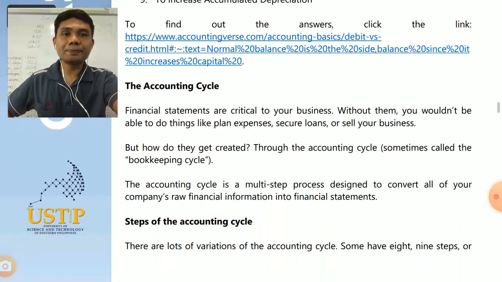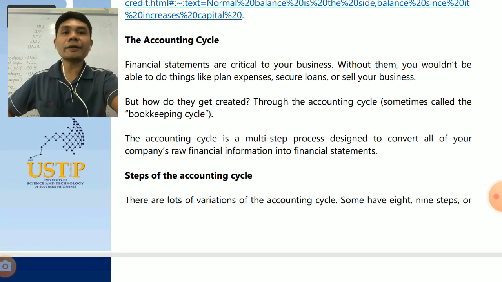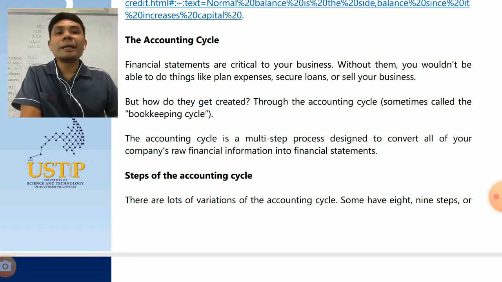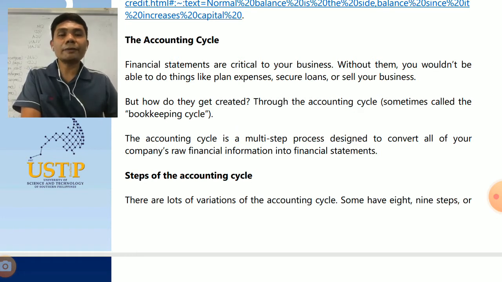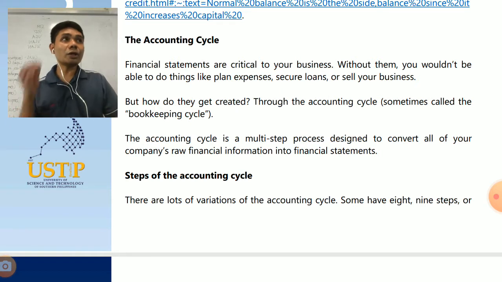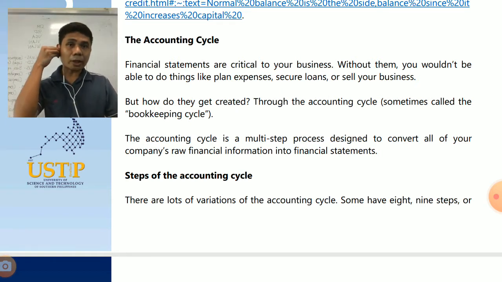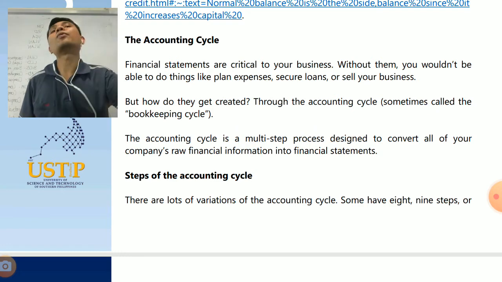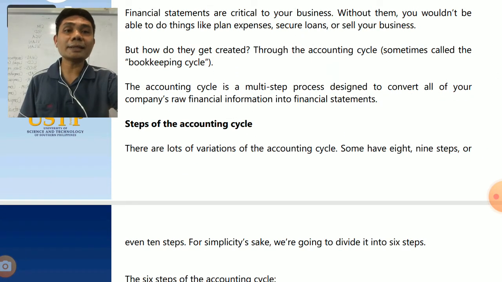Okay. So let's now proceed to the accounting cycle. Financial statements are really important. And to create financial statements, you go through steps, which we call the accounting cycle. So step 1, there are actually 9 steps.